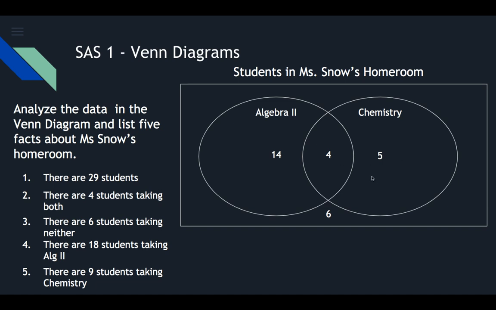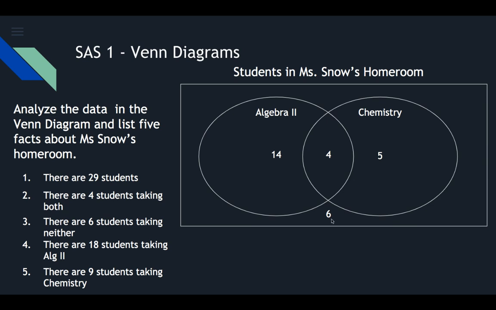There's a couple other things we can say. How many students are taking either Algebra 2 or chemistry, but not both? That would be 14 plus 5, or 19. How many students are taking Algebra 2, chemistry, or both? That would be 14 plus 4, which is 18, plus 5 is 23. You could say all kinds of things. How many people are taking just Algebra 2 or nothing at all? 14 and 6, that's 20.